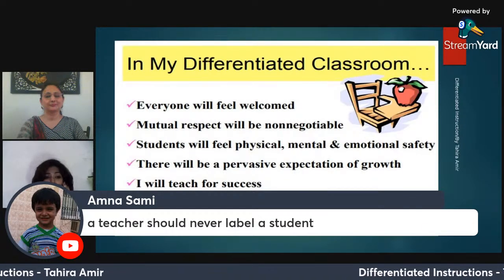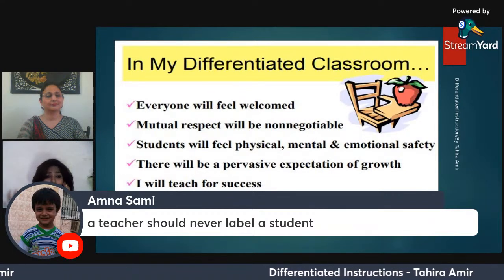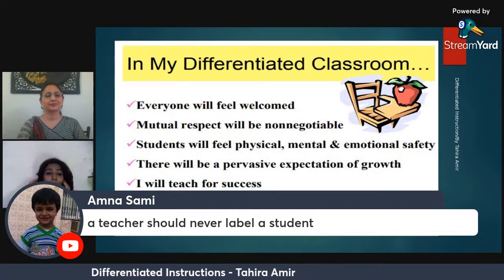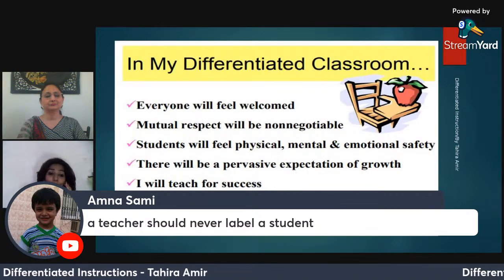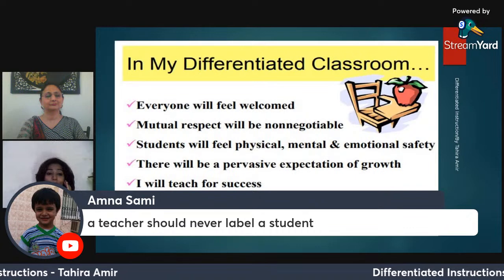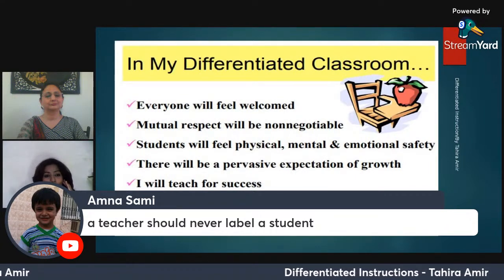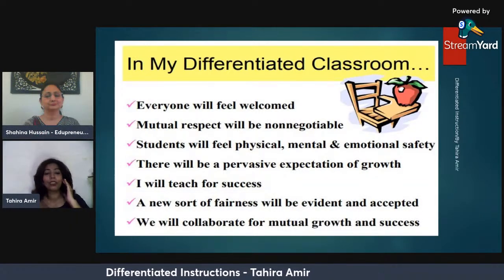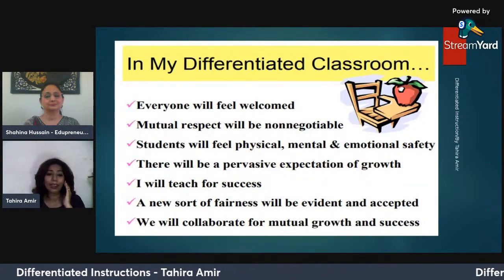Again, we don't know what is happening in their houses. We don't know what's happening around them, what's surrounding them. So it is very important that we have a good well-being checkup of the students. Say, okay, you can do well. It's okay if something is happening around them. As teachers, we need to provide them that space and respect.